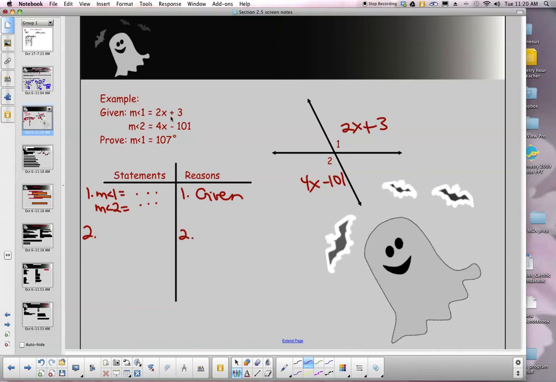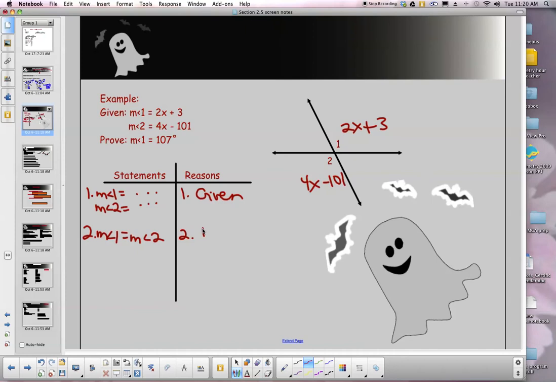All right, so the measure of angle 1 is 2x plus 3 and angle 2 is 4x minus 101. What's the relationship between angles 1 and 2? We know that they're vertical angles. So I know that the measure of angle 1 equals the measure of angle 2.